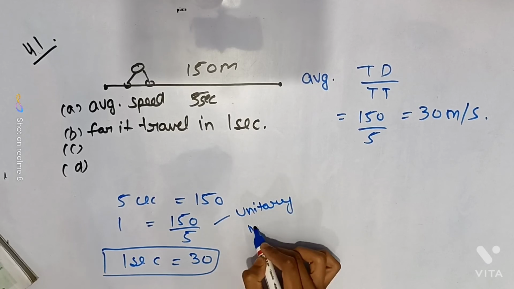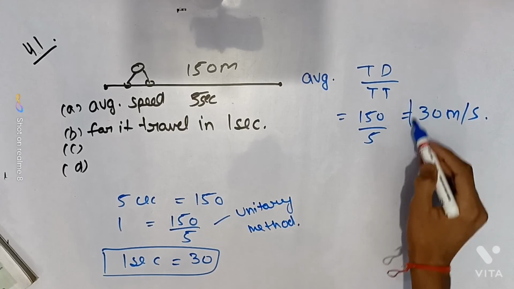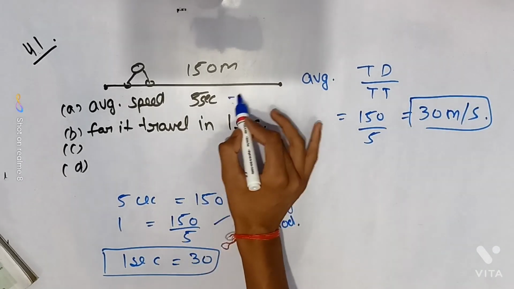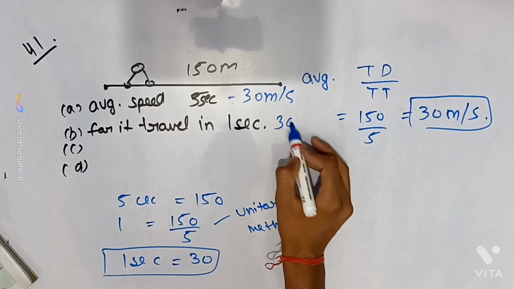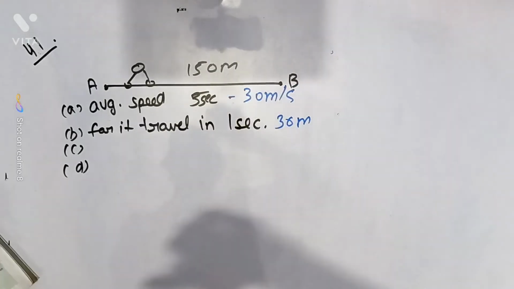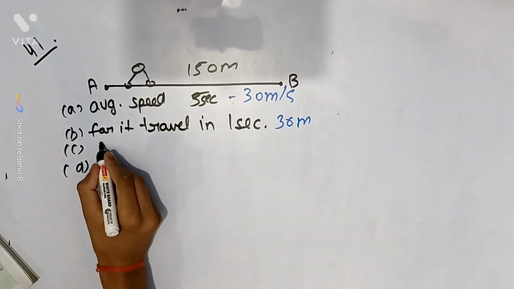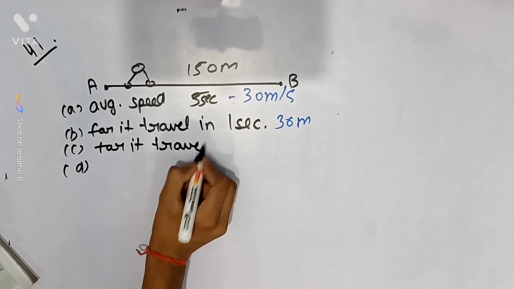You have studied this in maths, so we have done it by this method. So the first answer is 30 meter, and the second part answer is 30 meter. Now let's deal with C part. So what does the C part say? Basically C part is saying, how far will it travel in 6 seconds?